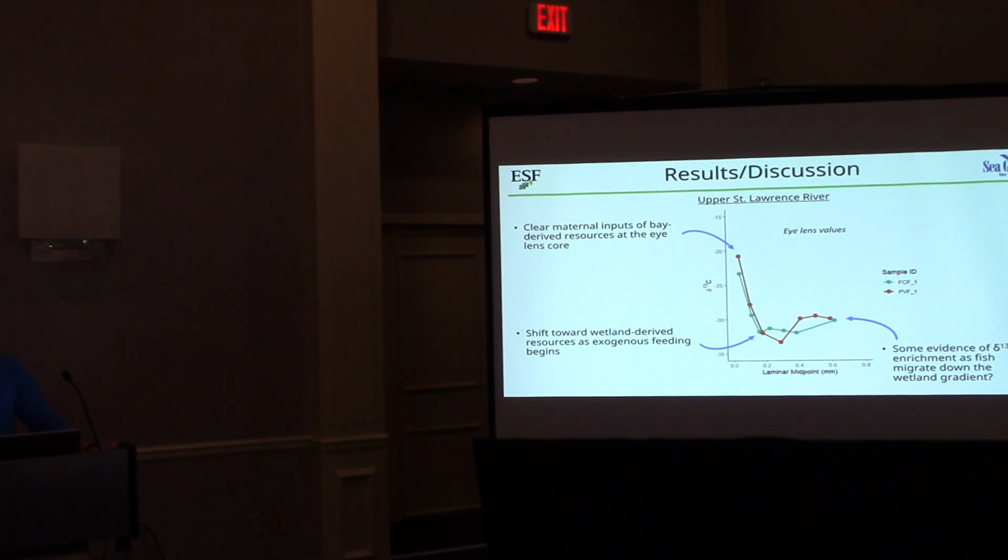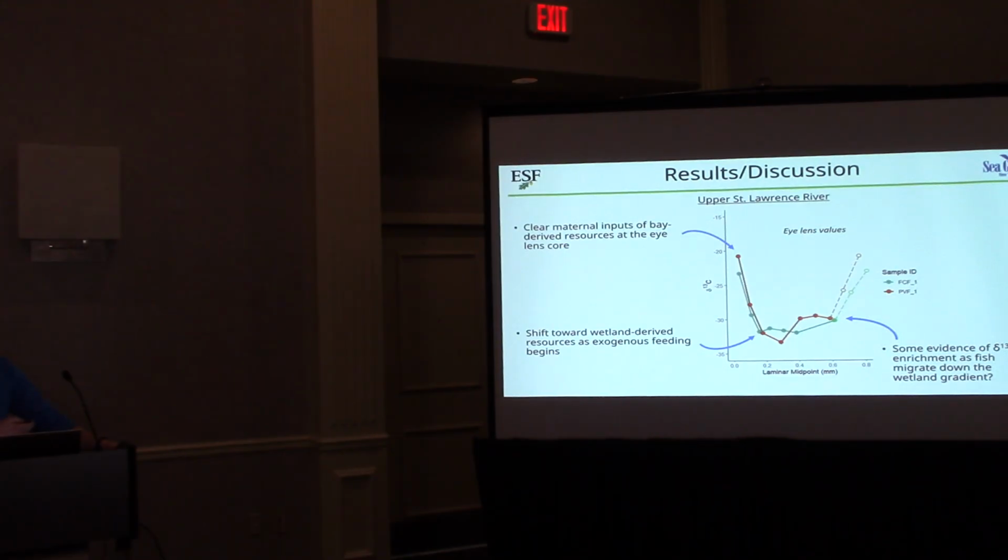So if a fish were to move all the way back down that wetland gradient, I would expect more of something like a U shape there. So enriched carbon isotope values from maternal inputs, depleted carbon isotope values from exogenous feeding into wetlands, and then as they move down that gradient, I would expect those values to come back up and become a little bit more enriched.